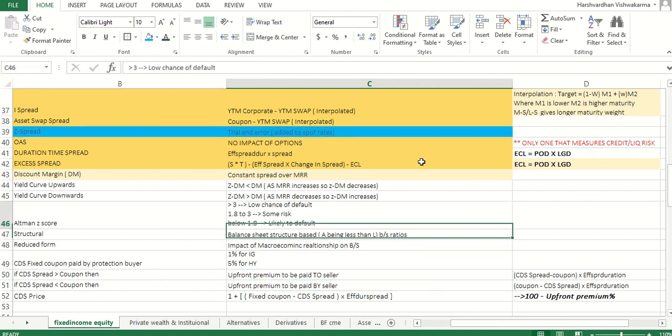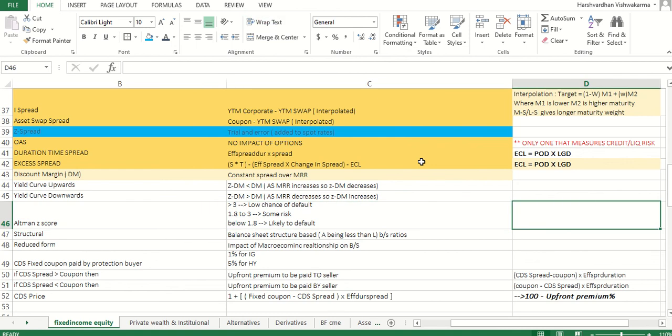Then we have the Altman Z score, which is again for credit risk. You can say it as a credit risk or the probability of failure or probability of default.